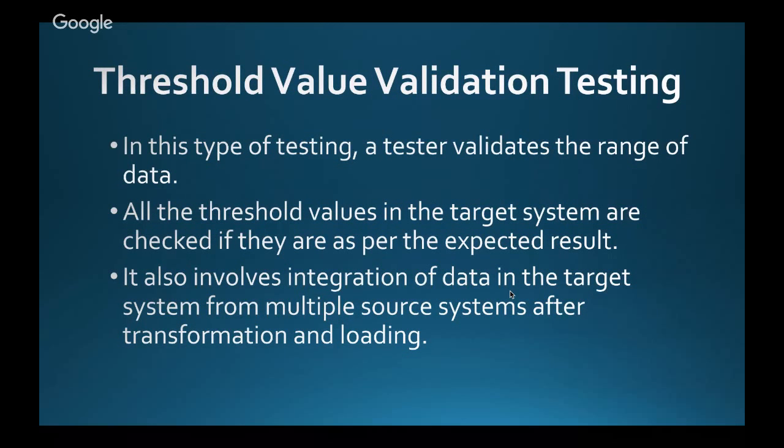When I say threshold value validation testing, in this type of testing, a tester validates the range of data. All the threshold values in the target system are checked to see if they are as per the expected result. So in the target system, whatever expected results you have, you keep on checking them. It also involves the integration of data in the target system from multiple source systems after transformation and loading. So threshold value validation is done from source to target, mainly at the target after the integration of data coming from the multiple source systems after transformation and loading, and it validates the range of data.